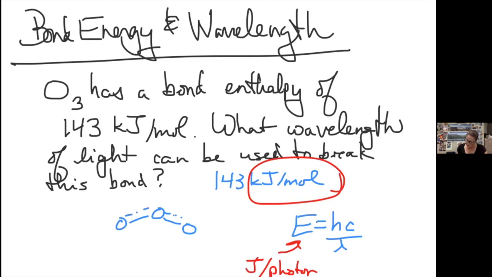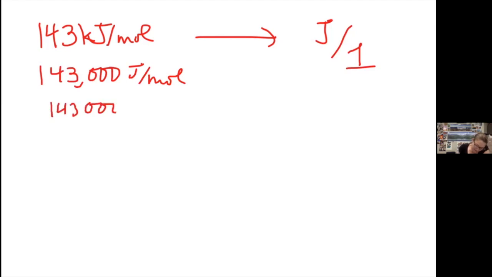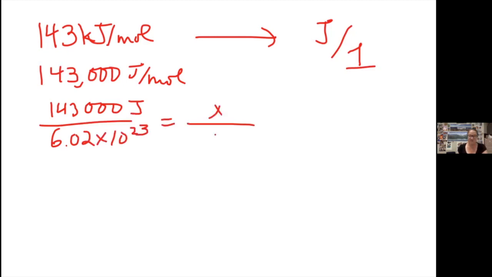So in order to solve this problem, I need to take my 143 kilojoules per mole, and I need to convert it to joules for one single piece. So 143 kilojoules per mole is 143,000 joules per mole. I have part of my conversion done. Or 143,000 joules for 6.02 times 10 to the 23rd photons would be how much energy for one photon. So I'm going to divide by Avogadro's number here.